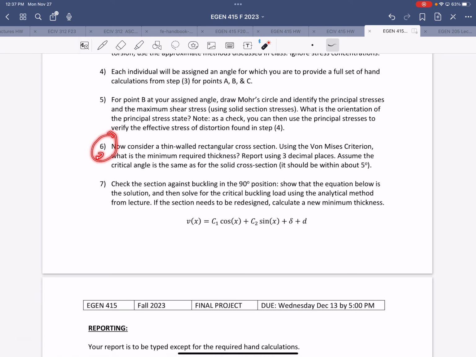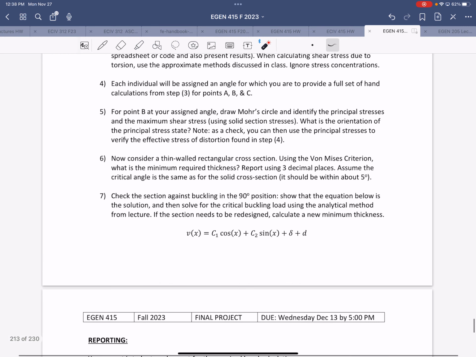Now, in step 6, you're going to move on and consider the thin-walled section. So here, you're going to use the von Mises criterion and determine the minimum required thickness. I'm also noting that you can go ahead and assume that the critical angle, the orientation of the crank arm that is, will be the same as it was for the solid cross-section. In reality, it should be the same within about 5 degrees, so that's a good enough approximation.